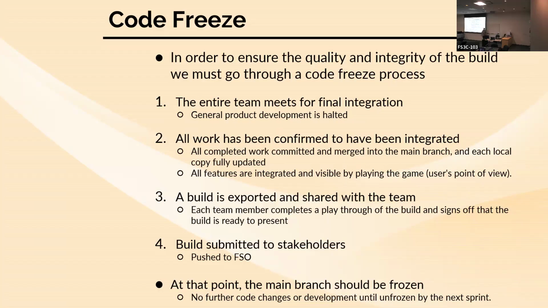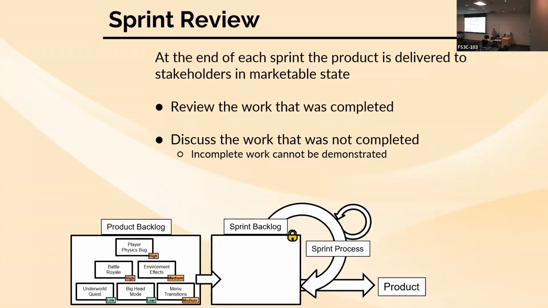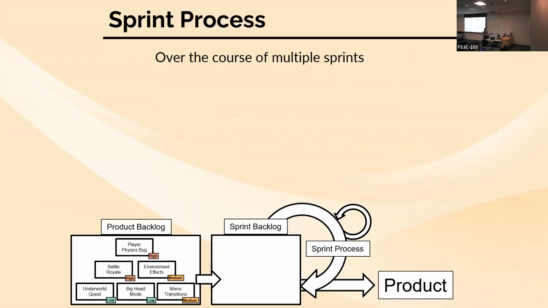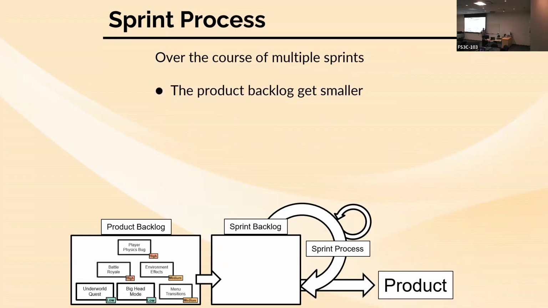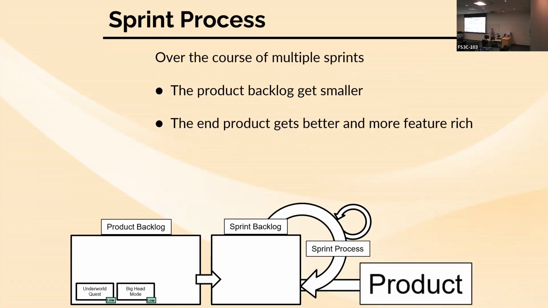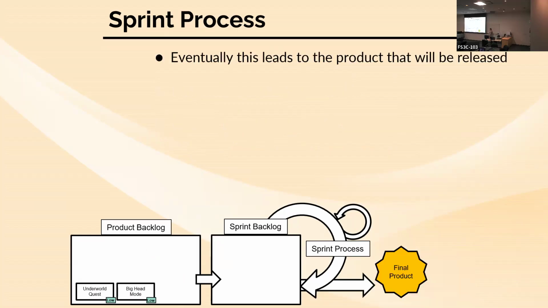Because we do have to make sure that they get tested before we actually deliver it to stakeholders. So that we take that build, we put it into sprint review, and we review what work was done. We discuss what work wasn't completed during this process as well. And then over the course of multiple sprints, we get a better game, right? Our product backlog is smaller and smaller. Our product itself is bigger and bigger and more feature rich, and we have a better product overall. And eventually this leads us to the product we're actually going to launch to our end users.